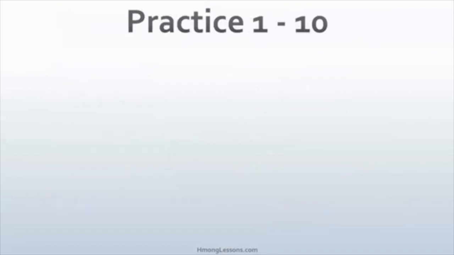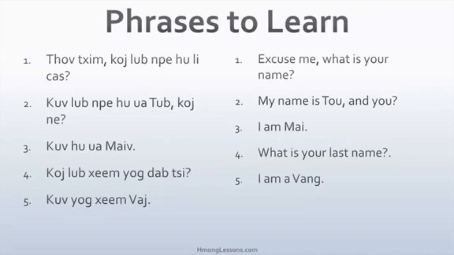So now let's practice. Tazi, gao lun bei hu li jia. Excuse me, what is your name? Number 2, gu lun bei hu wo du gao ne. My name is 2, and you? Number 3, gu hu wo mai. I am mai. Number 4, gao lu sheng jia le ji. What is your last name? Number 5. Gu ya sheng va. I am a vein. Okay, these are the 5 phrases we will master by the end of the lesson. These are the goal. Now let's begin, start learning.